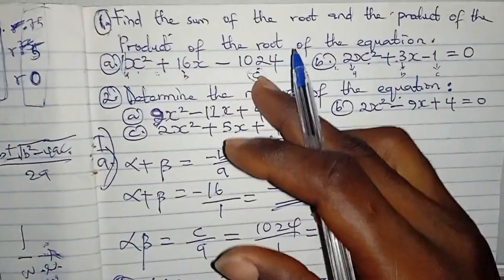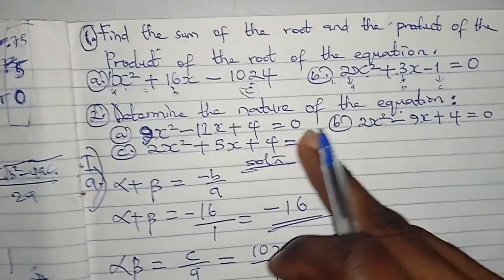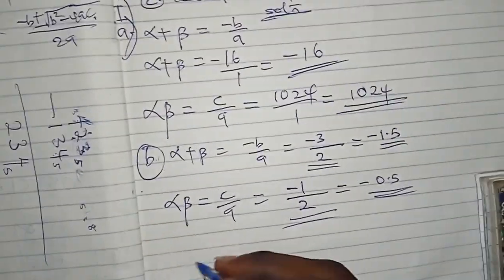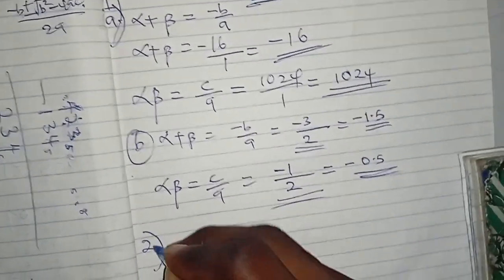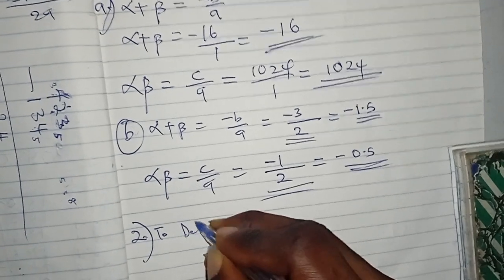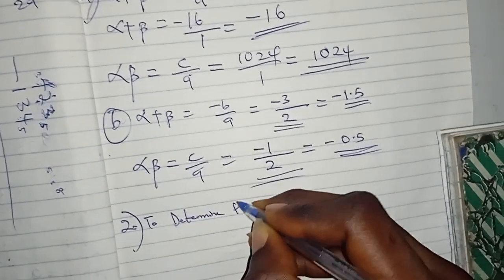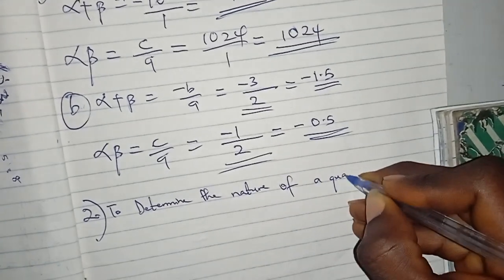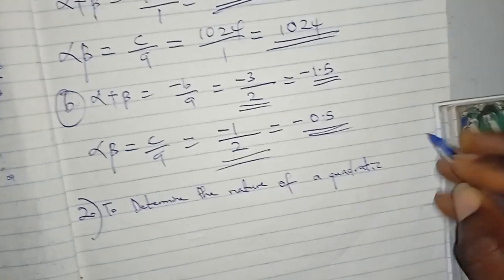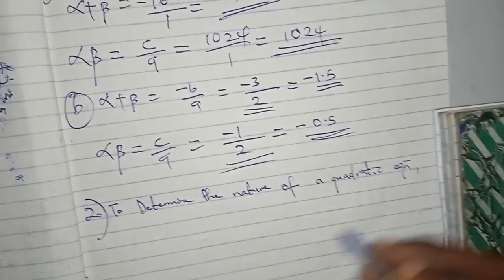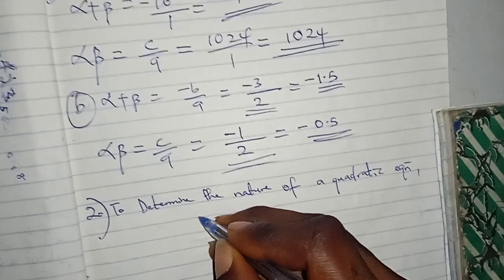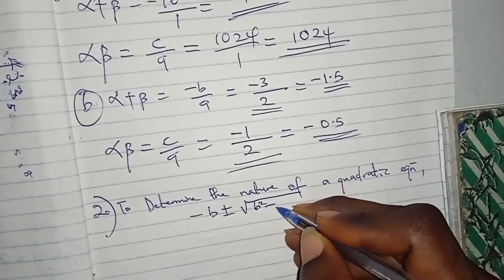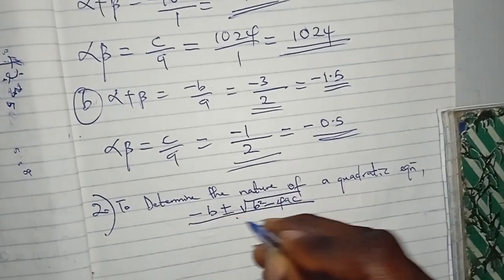The next question said determine the nature of the equation 9x squared minus 12x plus 4 equals to 0. So to determine the nature of a quadratic equation, if it's cubic, you do the same thing that we're going to do but using the formula. So to determine the nature of a quadratic equation, we look at the formula, which is minus b plus or minus root b squared minus 4ac all over 2a.